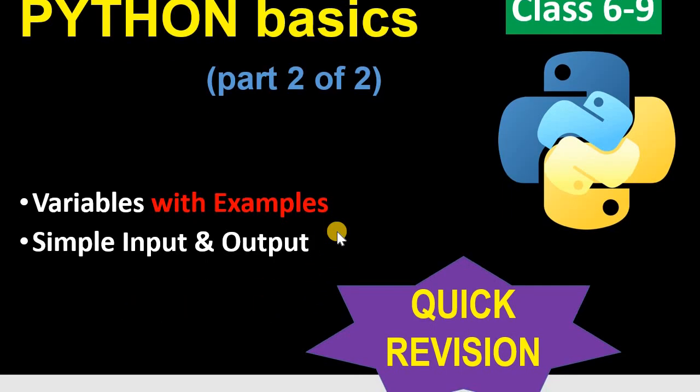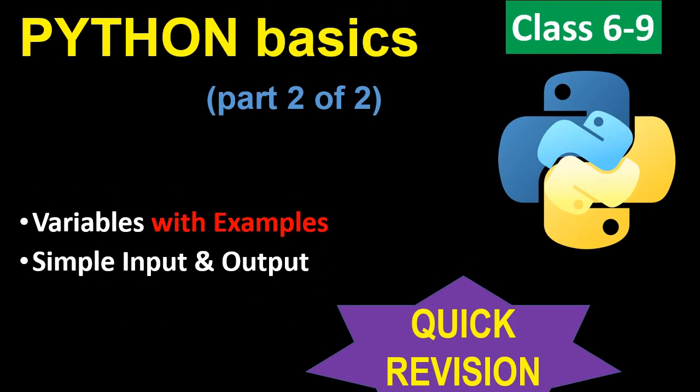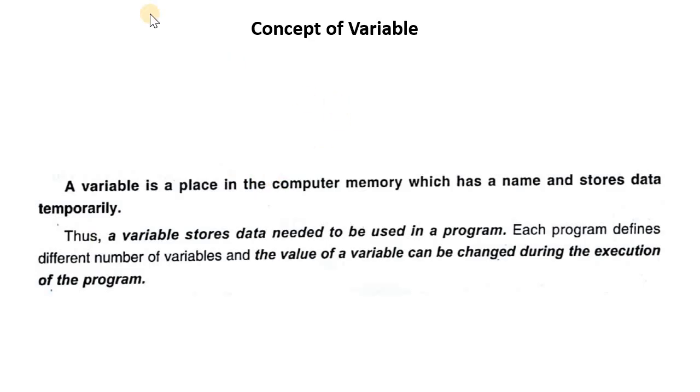Okay, so let's start. Now the first thing that we will talk about is the concept of variable. As the name suggests, variable, something which can vary, right? Basically, a variable is a memory location inside the computer where we store information. Basically, we store data, which can be a number, which can be again a string, some characters.